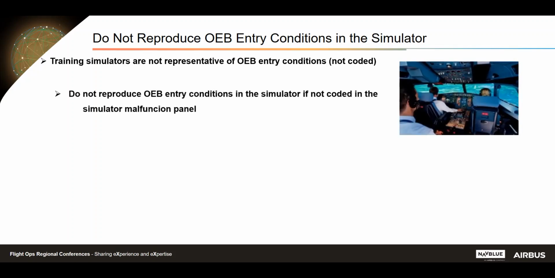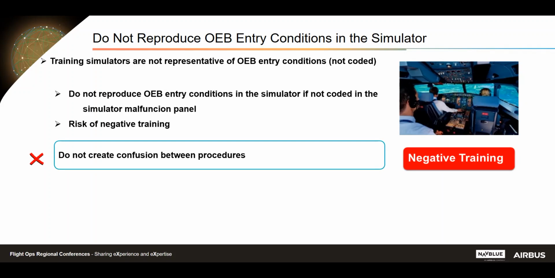Even if you are interested in training your flight crews to manage some OEB situations, please do not try to reproduce OEB entry conditions in the simulator if the malfunctions are not already coded in the simulator malfunction panel. The main reason is that training simulators are not representative of malfunctions that are not coded in the simulator malfunction panel. If despite everything you use inappropriate failures to replicate OEB entry conditions in the simulator, there is a risk of negative training. You may create confusion between procedures and loss of trust in aircraft or simulator design.